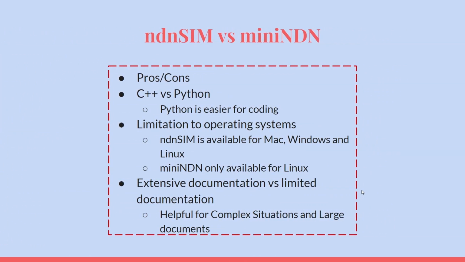For NDN, there are two ways to run a simulation. One is NDN sim, the other being mini NDN. Let's take a look at the pros and cons. In terms of the programming language supported, NDN sim uses C++, mini NDN uses Python. For the members of our group, Python is a more comfortable language, while C++ required a certain learning cost. In terms of available platforms, NDN sim supports macOS, Windows, and Linux, but mini NDN only supports Linux. Finally, we chose mini NDN as our simulator, for it has extensive and helpful documentation compared to NDN sim.